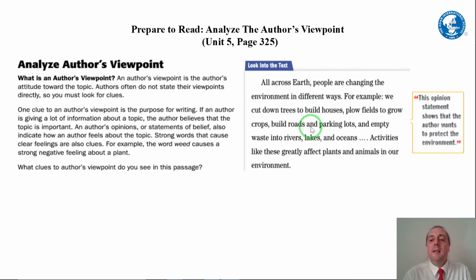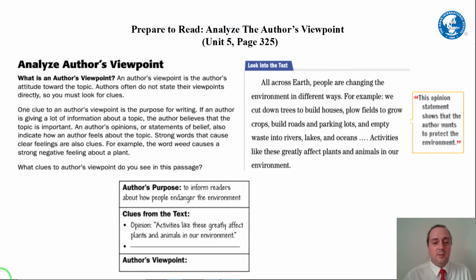Okay, so what you see here is that what they're trying to say is that the author wants to protect the environment. That is their purpose for writing, and it is their viewpoint. We can agree or disagree, but this is what they want to do. So the author's purpose is to inform readers about how people endanger the environment, and then clues, how do we know this? Their opinion: activities like these greatly affect plants and animals in their environment. So these are clues about the author's purpose for writing and their viewpoint, their attitude towards the topic.